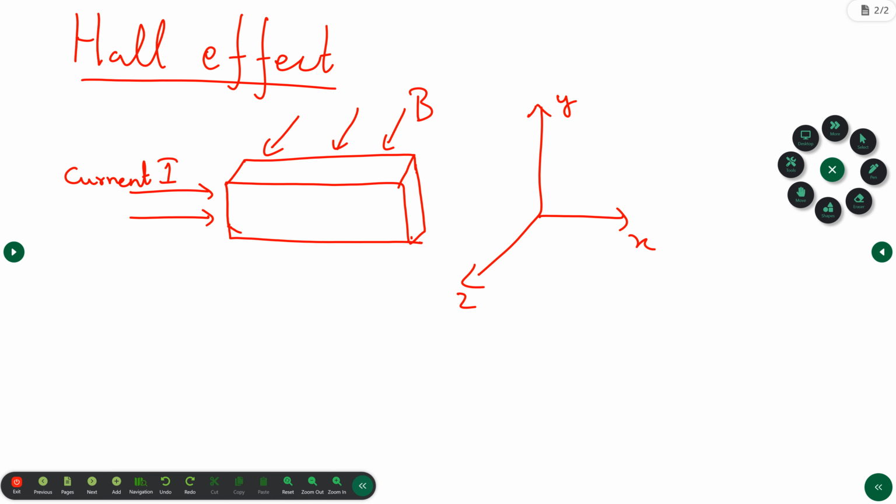direction. So in which direction will this be? It will be in the Y direction, okay? Current is in X direction and B is in Z direction. Therefore, the voltage or the field E is said to be Hall field, and the voltage generated is mentioned as Hall voltage. Okay. So write down the definition.